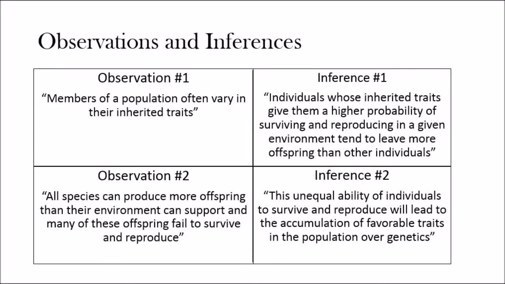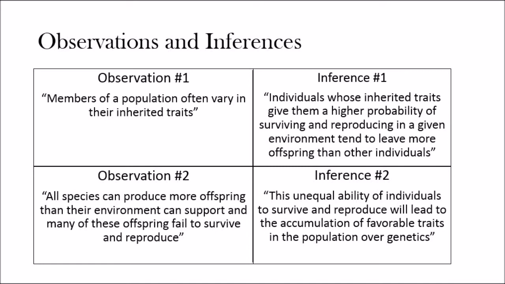Now, these are the main observations and inferences of Darwin. This kind of describes Darwin's way of thinking and how he actually came up with the idea of natural selection. There are two really big observations that Darwin noticed. The first observation is that the members of a population often vary in their inherited traits. So, within a population, you're going to see a wide spread of different traits, even though you have the same organism.